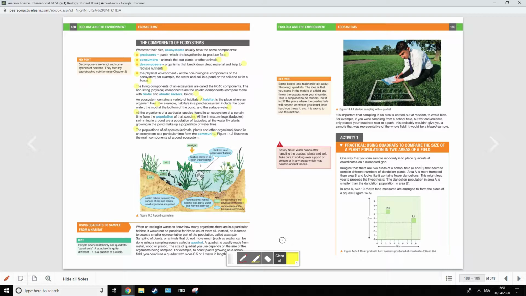The size of a quadrat you use depends on the size of the organisms being sampled. You cannot use a 1 meter square quadrat to sample pine trees in a forest. They're really huge, so you won't even fit one in the quadrat. For example, to count plants growing on a school field, you could use a quadrat with sides 0.5 or 1 meter in length. So 1 meter squared or 0.5 meters squared, as you can see in this picture on the right.